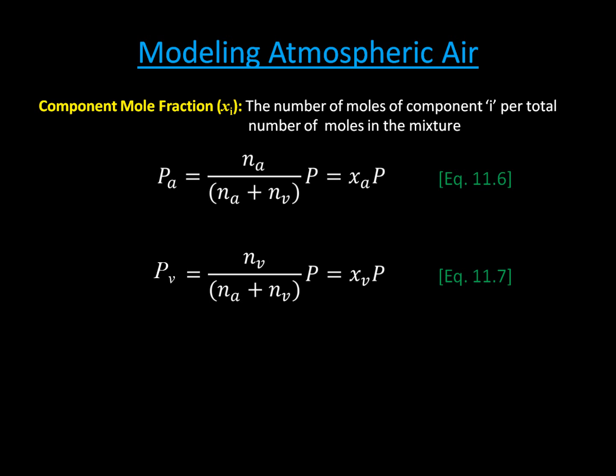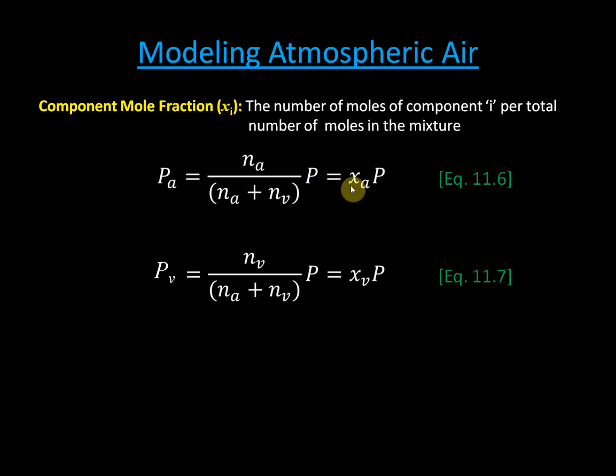What that's telling me is that my partial pressure for air is equal to the ratio of the number of moles of dry air over the number of moles in the atmospheric air, so the number of moles of dry air plus the number of moles of water vapor, times the total pressure.